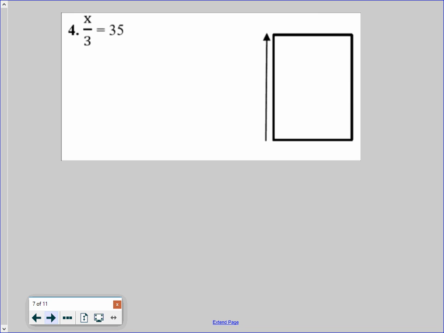So first question I'd like to help you on is question number 4. We have x over 3 equals 35. I'll write it over here because it's kind of in the way by that 4. Now the question is, in the box, I write what variable we're dealing with. I'm dealing with x. Now the question is, what is happening to x? x is being divided by 3, right? So I'm going to write divide by 3 in my box because that's what's happening to x.